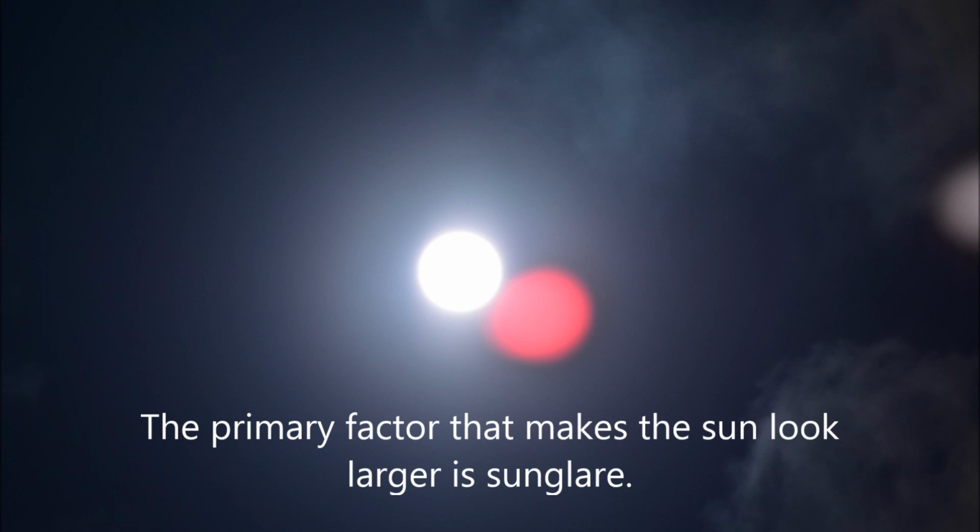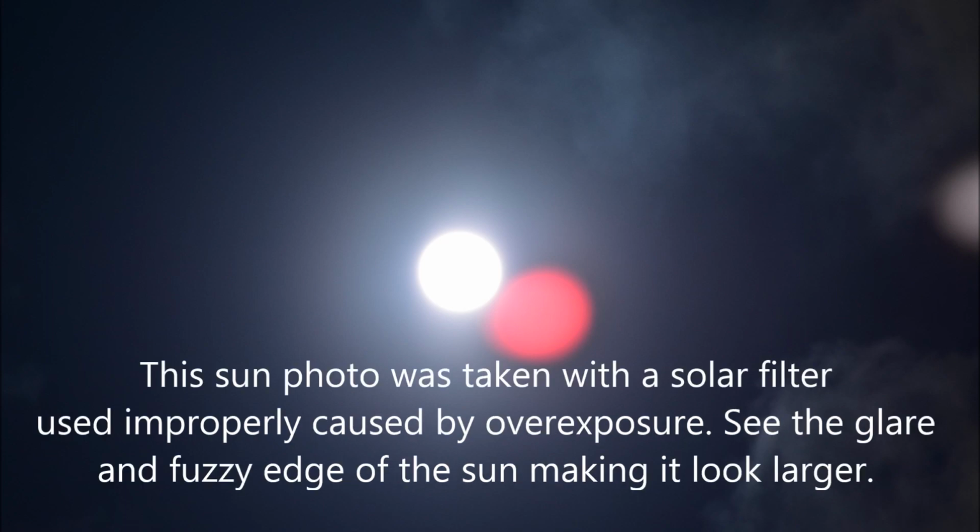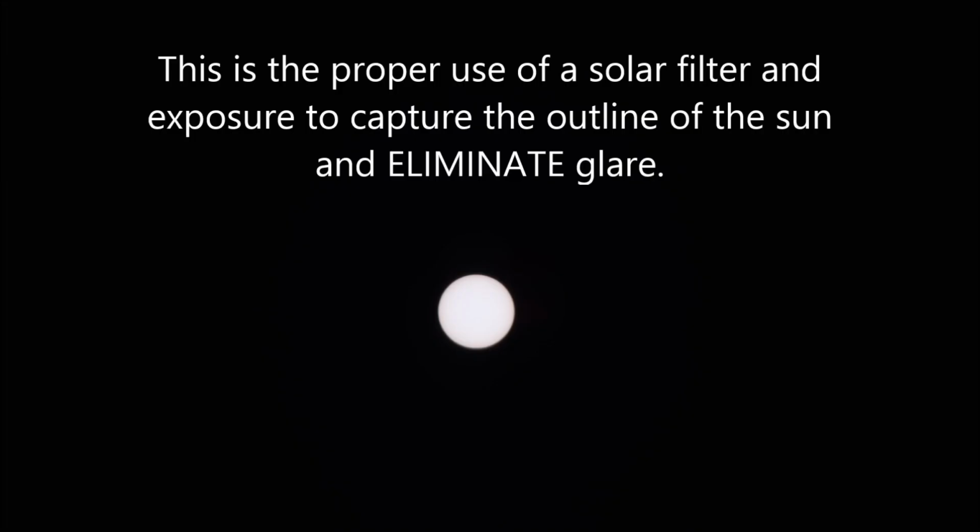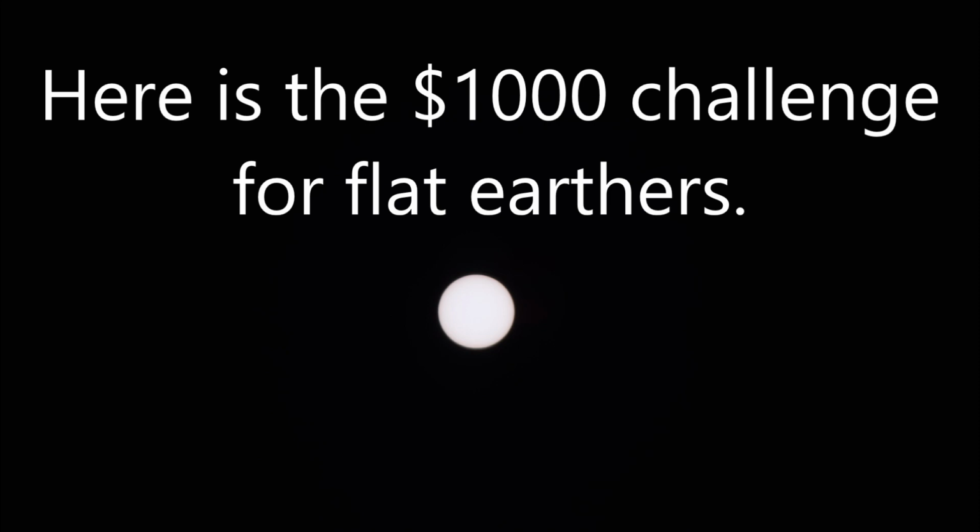The primary factor that makes the sun look larger overhead is obviously sun glare. This sun photo was taken with a solar filter used improperly, caused by overexposure. See the glare and fuzzy edge of the sun making it look larger. Now this is the proper use of a solar filter and exposure to capture the outline of the sun and eliminate, keyword eliminate, glare.